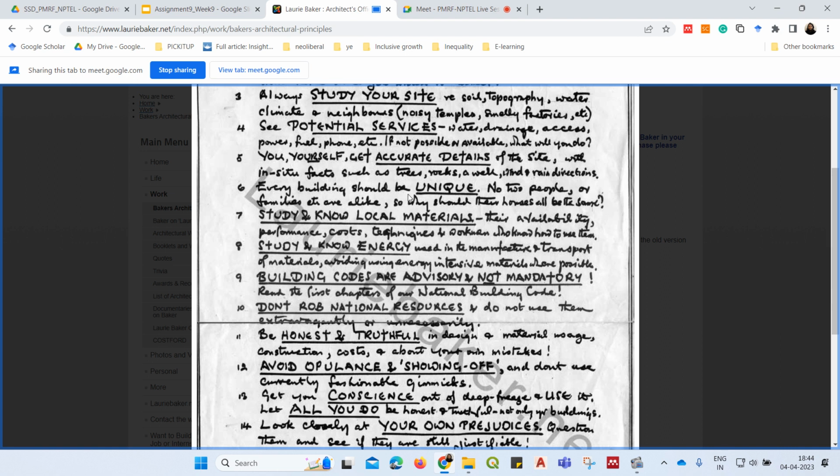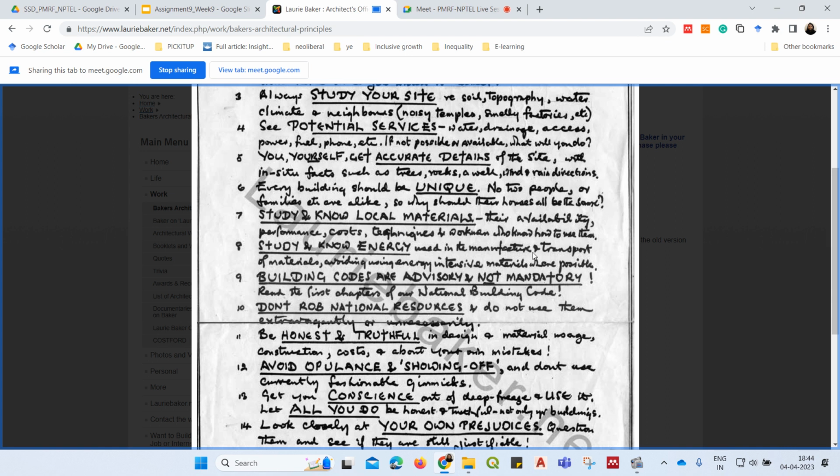Then he talks about uniqueness. So it is not something which is directly related to vernacular, but then you can see how even after borrowing from vernacular architecture, all of his buildings are unique, because this is another principle which he follows in his design. Then study and know local materials. So again, vernacular architecture follows the study and use of local materials. So another thing which he focuses on.